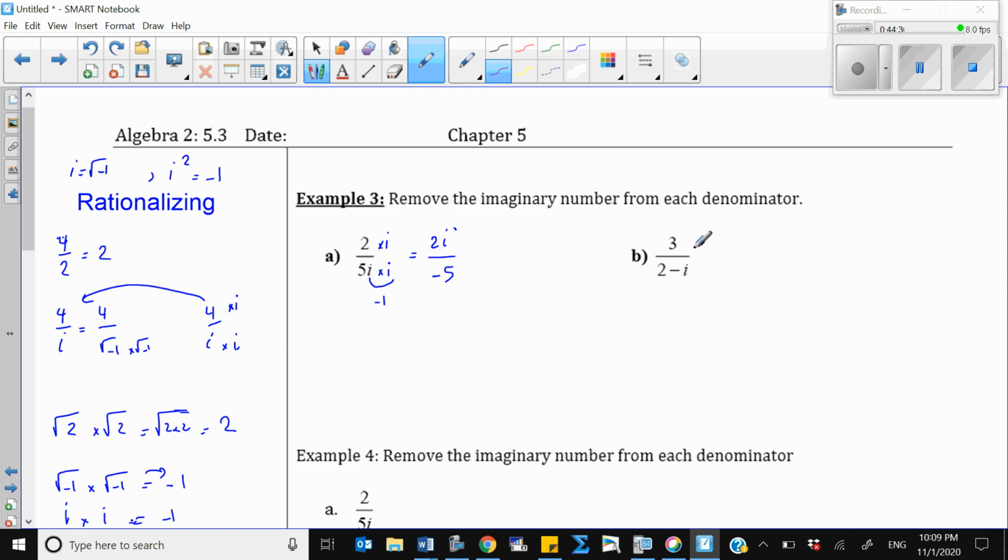To get rid of the i in the complex number, we need to multiply that number by its conjugate. What is the conjugate number here? If you have 2 minus i, the conjugate number of this is 2 plus i. So just change the sign that you have between this number and the i. If it's negative, change it to positive, or if it's positive, change it to negative. So now, in order to get rid of this in the denominator, I need to multiply both top and bottom by 2 plus i.